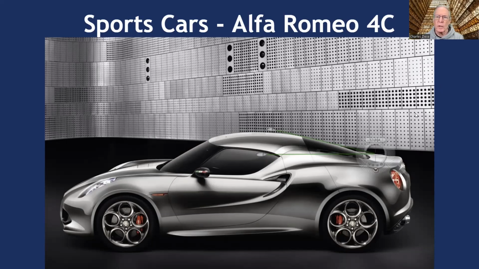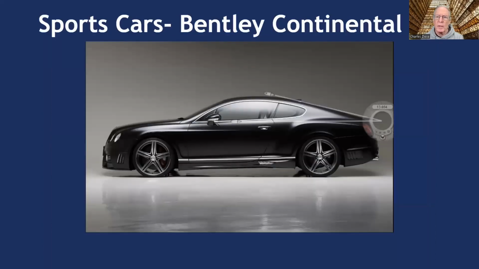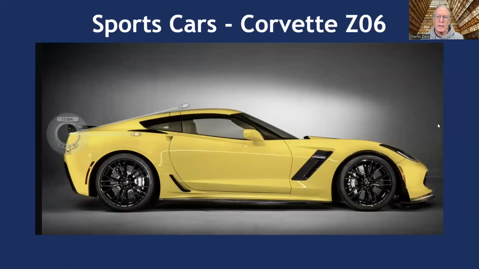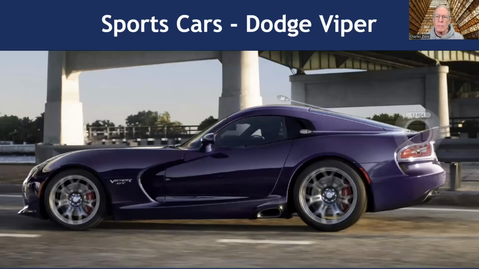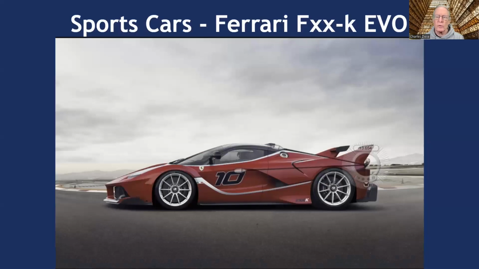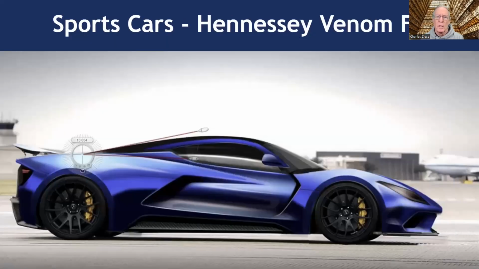But here we have it in the Alfa Romeo with the Audi. Here's a Bentley Continental that has this geometry, BMW, Bugatti, Corvette, Dodge Viper, Ferrari, Enzo, F40, FXXK EVO. Here's a vintage 1965 Ford Mustang with this geometry in the back. Hennessy Venom. For those unfamiliar, Hennessy is a relatively new company based in suburban Houston that's producing these high-performance sports car vehicles.